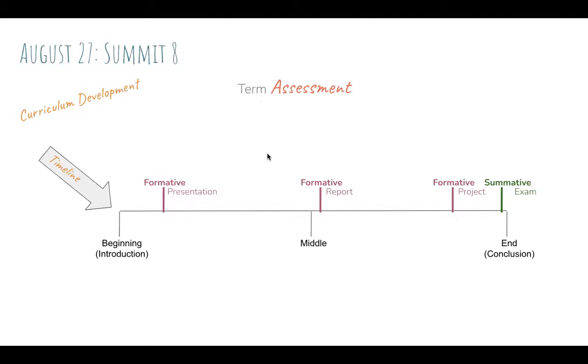So a term could be maybe 16 weeks. And so maybe after 2 weeks, they can give a presentation. After 8 weeks, they can give a report. And then at the end, they can have these kind of coincide with each other. So anyways, these are just ideas for when and what forms of assessment you can give during a lesson or unit or term.